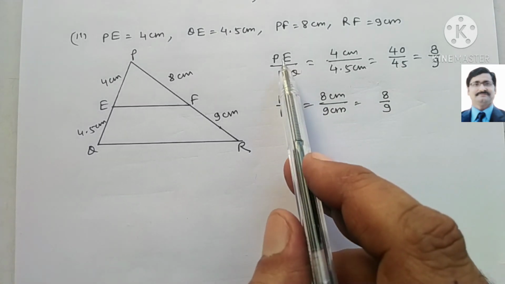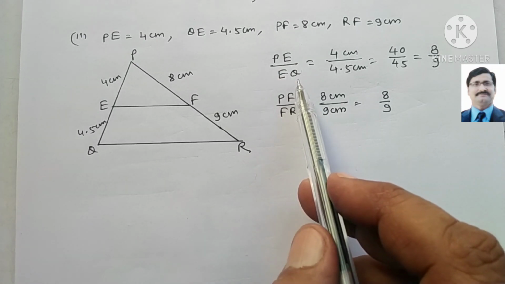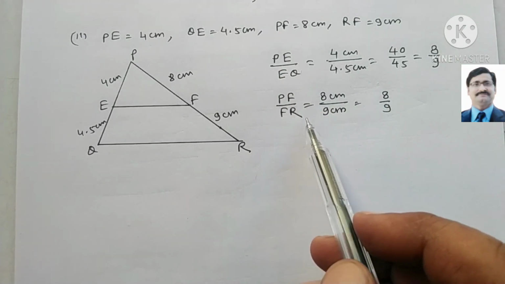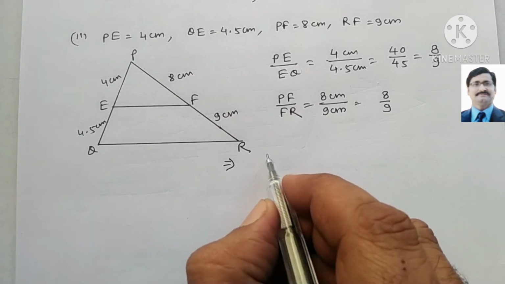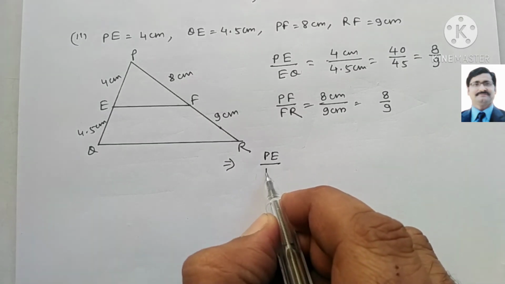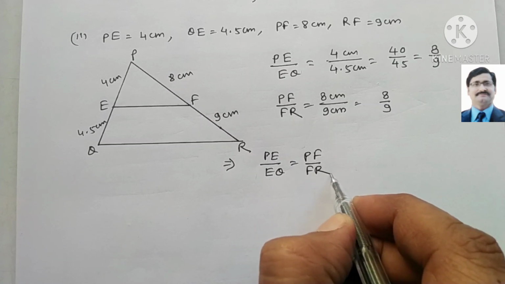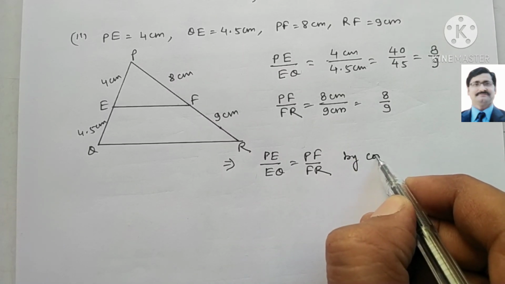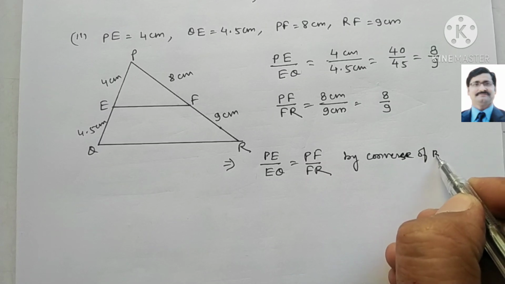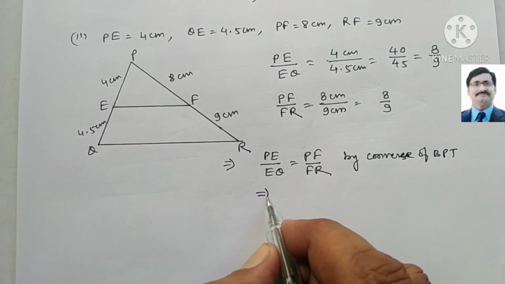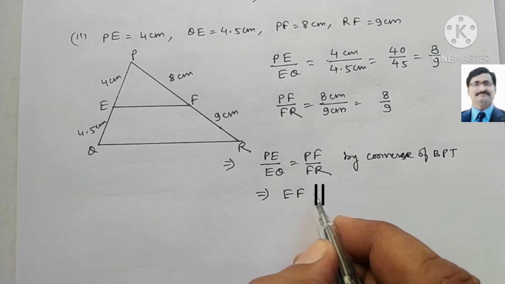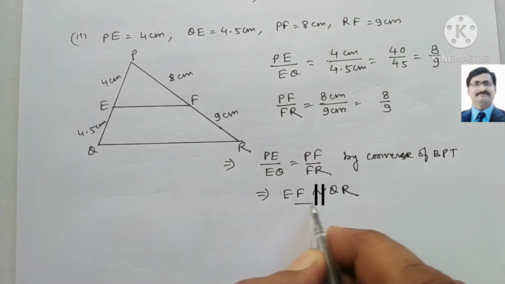By these we can check here that PE upon EQ and PF upon FR is equal. So this implies that PE upon EQ is equal to PF upon FR. So by converse of BPT, we can say that EF is parallel to QR. All of you understand this?